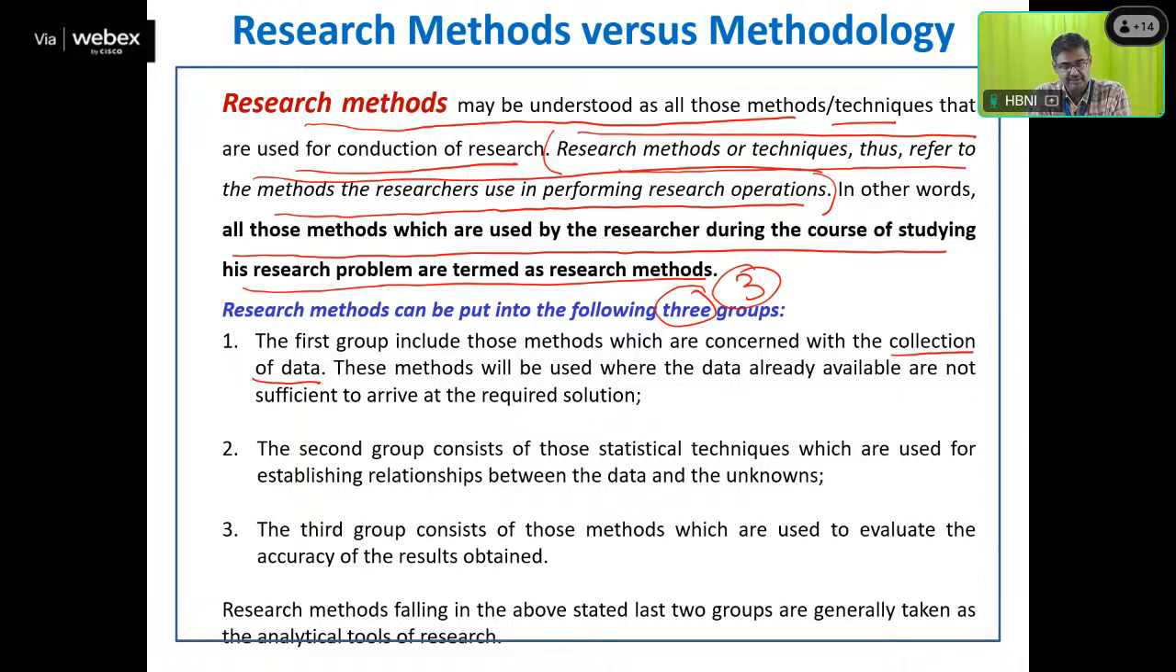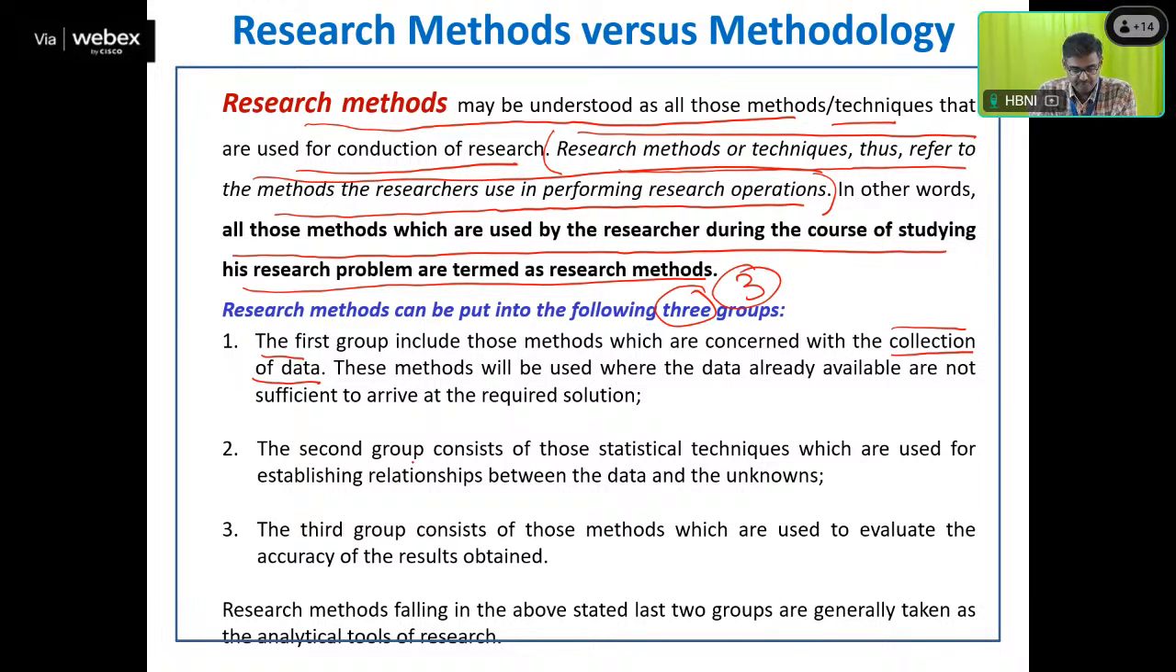Suppose somebody is doing research in the analytical field. They are analyzing groundwater, say somebody is doing research on groundwater arsenic content and how to reduce it. Initially he will find out how much arsenic is there in the groundwater. So there will be a collection of data by some instrumental methods like ICP-OES or some analytical techniques. These methods will be used where the data already available are not sufficient to arrive at the required solution. Whatever methods we use to collect the data fall in the category of research methods.